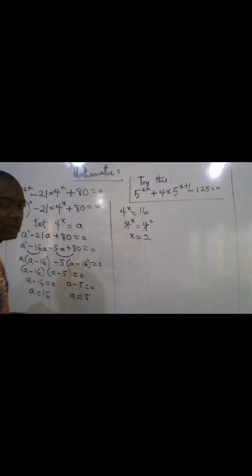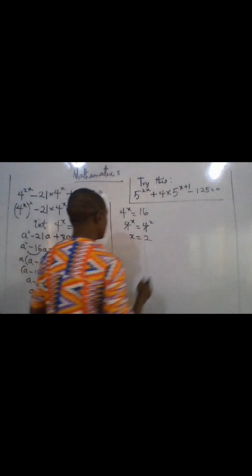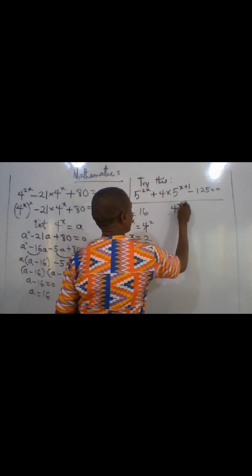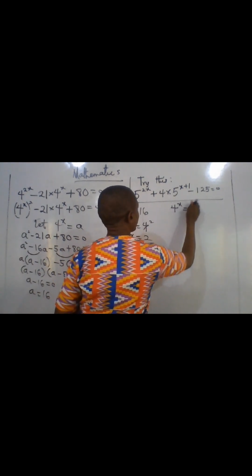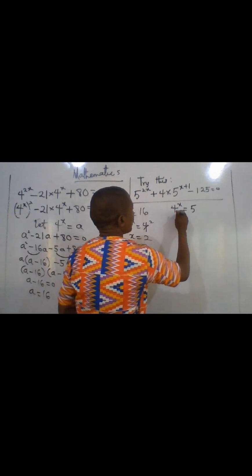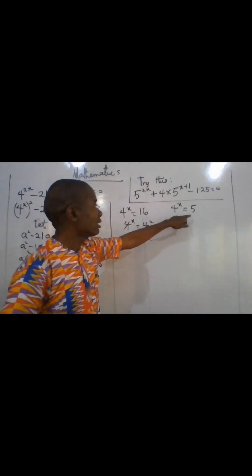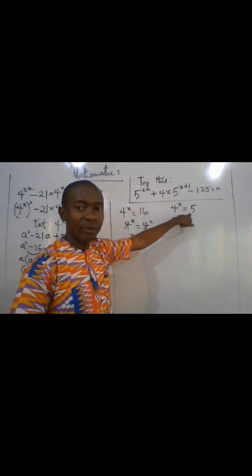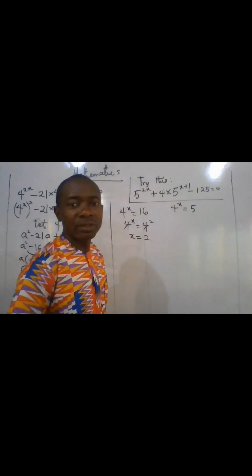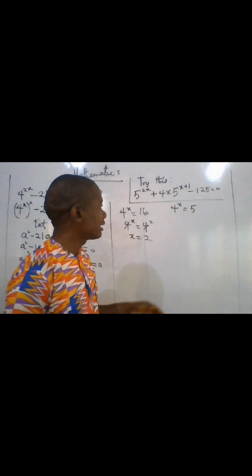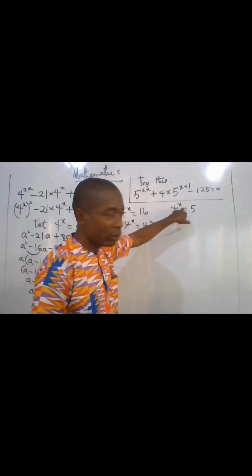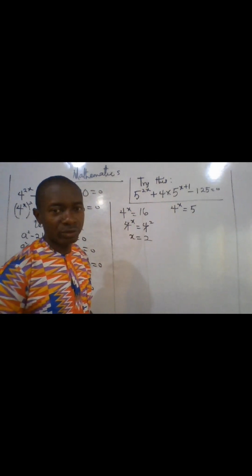The other one is not that direct, but let's have it anyway. So we have 4^x equal to 5. Now, when you want to do this, there's no exact number that you can raise to the power of 4 that will give you 5. So what do you do in this case? You apply log to both sides.